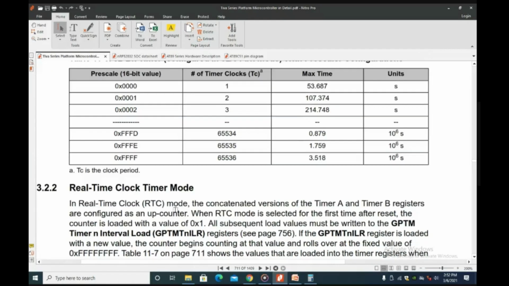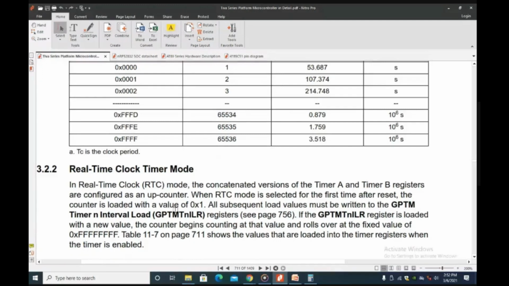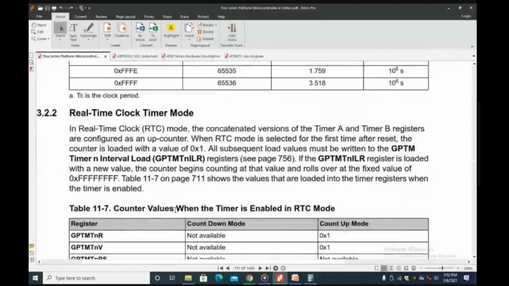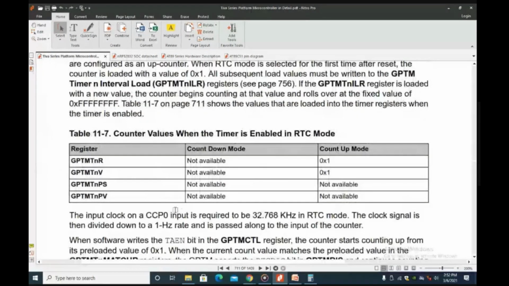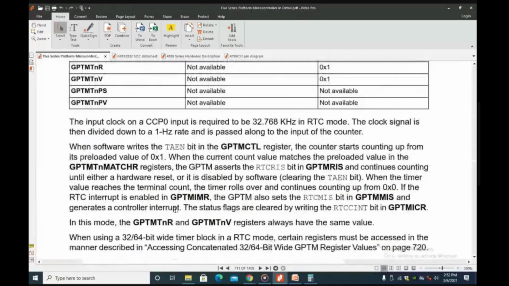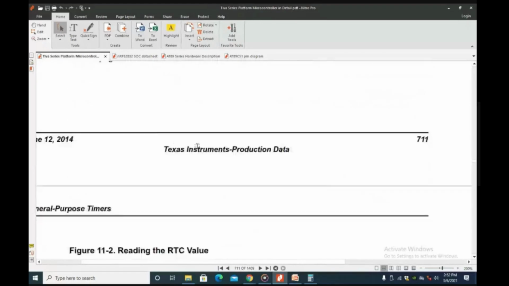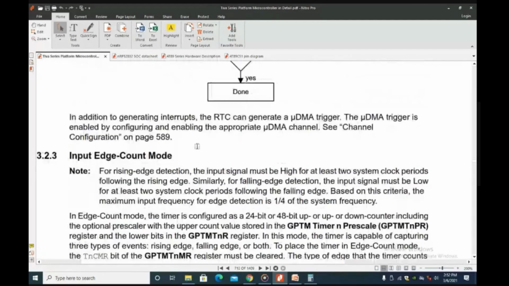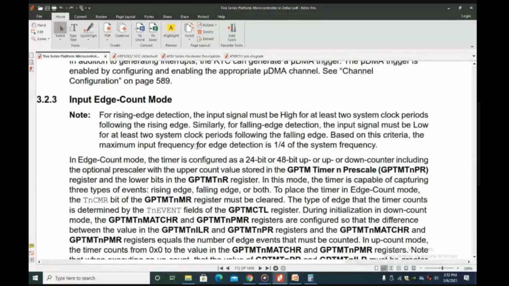So the controller is ready. This is another interesting thing. The real-time clock timer mode means producing a 1 second time delay. RTC means don't worry about anything. You can see a 1 hertz time delay is being generated. The rest of the things, hours, minutes, seconds, we don't want to worry about this real-time clock kind of thing. Anyway, RTC means it is going to produce a 1 second time delay. And input edge count mode, this is a counter. As we see the counter in the 8051 microcontroller, here also the same counter with so many features.